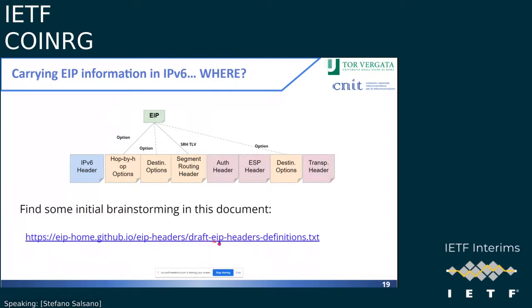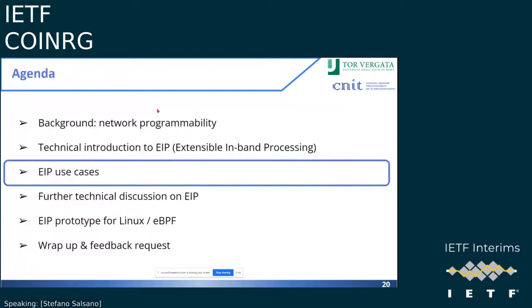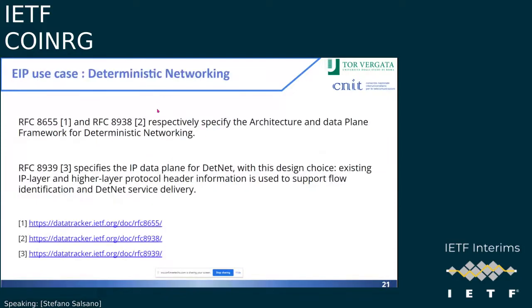So if we want to go into a little bit more detail, if we want to define EIP, I think we can answer two questions: what we put inside this new IP header, which will be based on the services that we want to define and the use cases that we will support using this EIP information, and where to write this information inside the IPv6 packet headers.